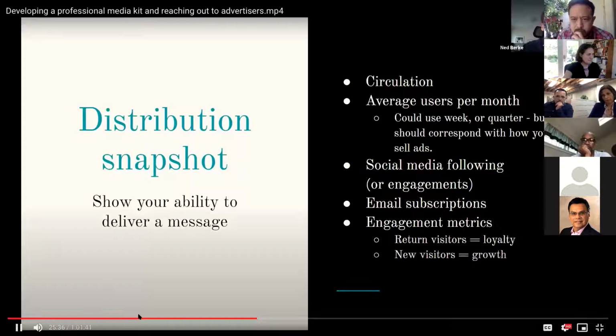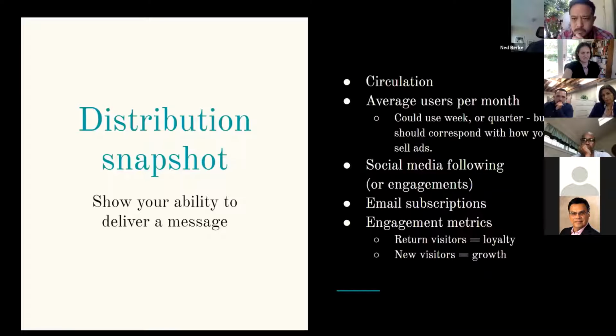We're going to focus on distribution. Again, this is the part of the story where you're showing your ability to deliver a message on behalf of advertisers. Some things you want to consider here are your circulation, your average users per month. You could use week, you could use quarter, whatever you do, it should correspond with however you sell ads. Your social media following, email subscriptions, engagement metrics.